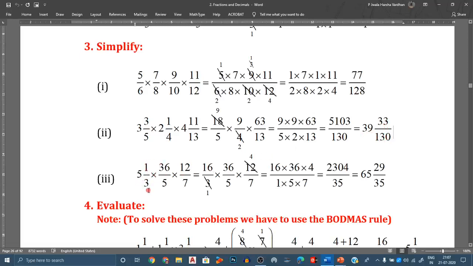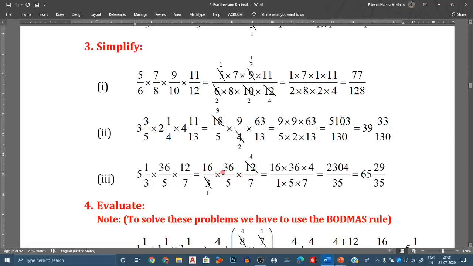Okay, next, 5 1 by 3 into 36 by 5 into 12 by 7. So here one mixed fraction is there, remaining all are improper fractions. So first convert this into improper. 3 5s are 15 plus 1, 16 by 3 into 36 by 5 into 12 by 7. So now you can divide either 36 or 12 by 3. I am taking 12 here. 3 1s are 3 and 3 4s are 12 here, and there are no more common factors for the denominator and numerator terms here.